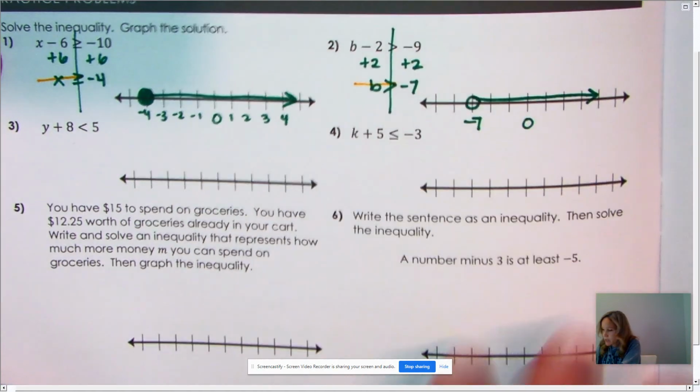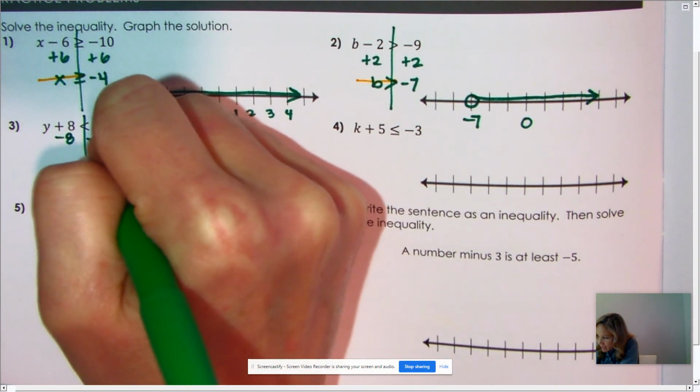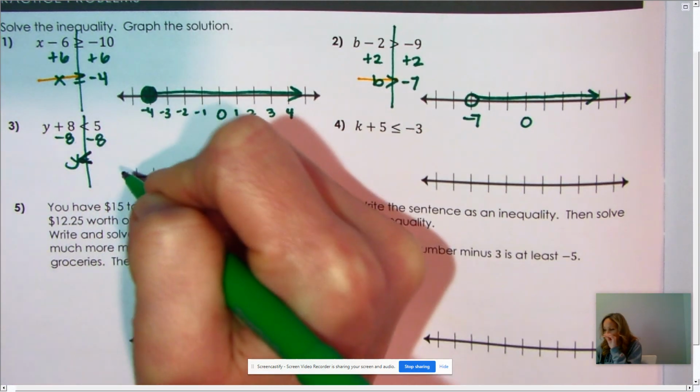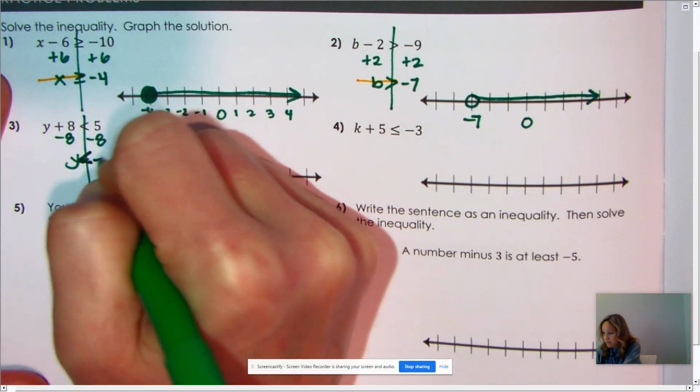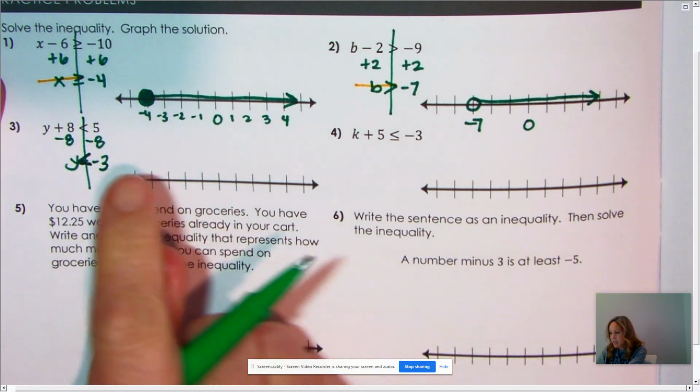This one, we're going to do the opposite of plus 8, which would be minus 8 on both sides. So y, oops, sorry, look at me. I almost wrote equals to. Y is less than negative 3. So remember, we subtract them when the signs are different. Keep the sign of the bigger one.